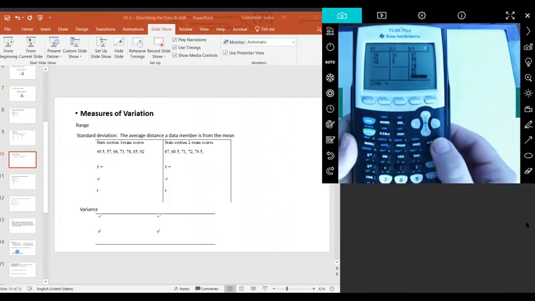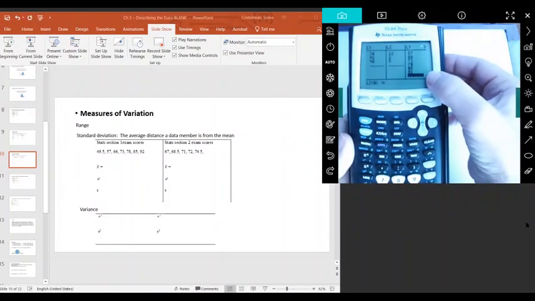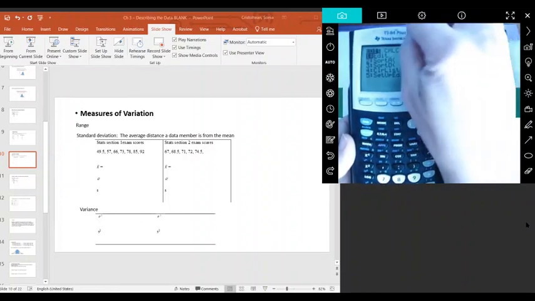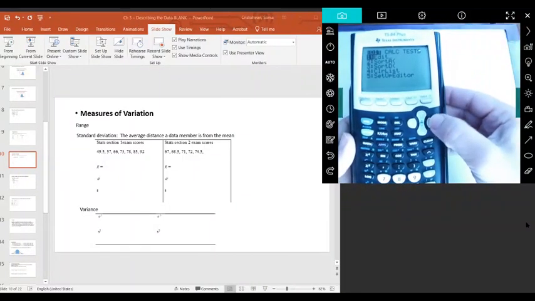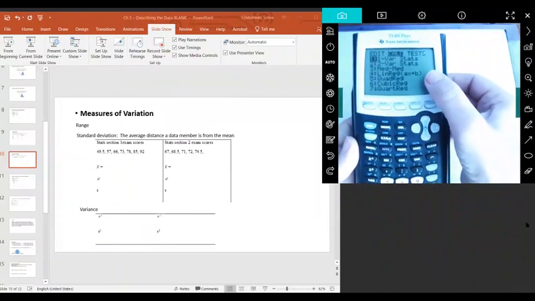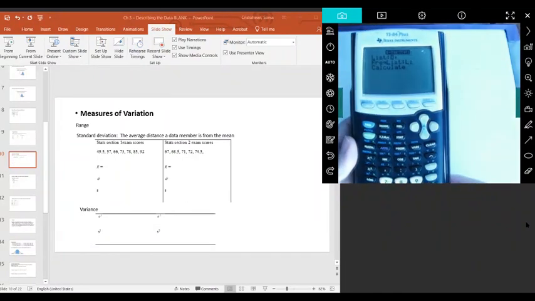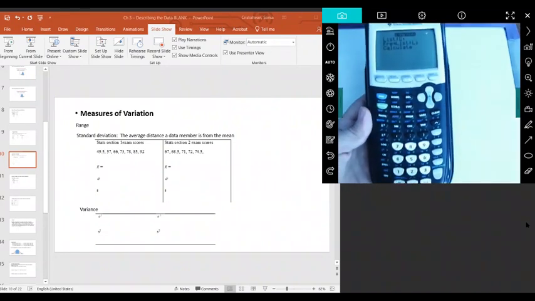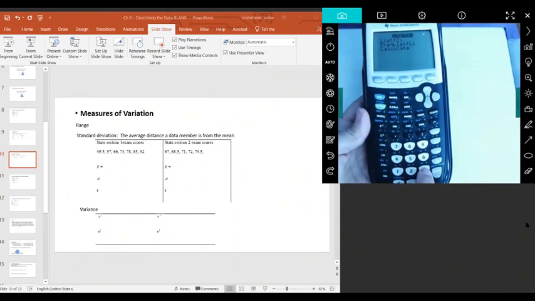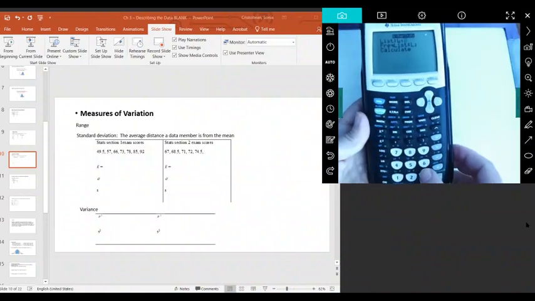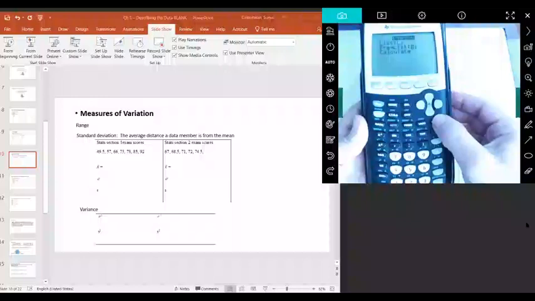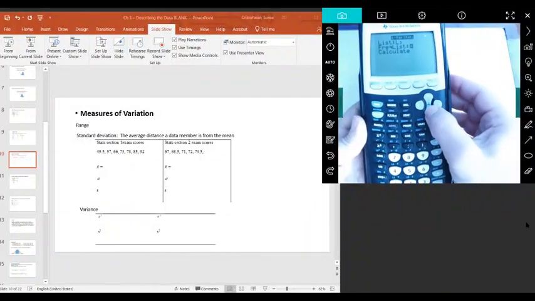Now that I have my information in this list, I'll go back to Stats and get to Calc using the arrow. 1-Var Stats. This is okay. I'll hit Enter. And my list is list 3, so I will simply push second 3. I want to make sure I have nothing in my frequency list, and hit Calculate.